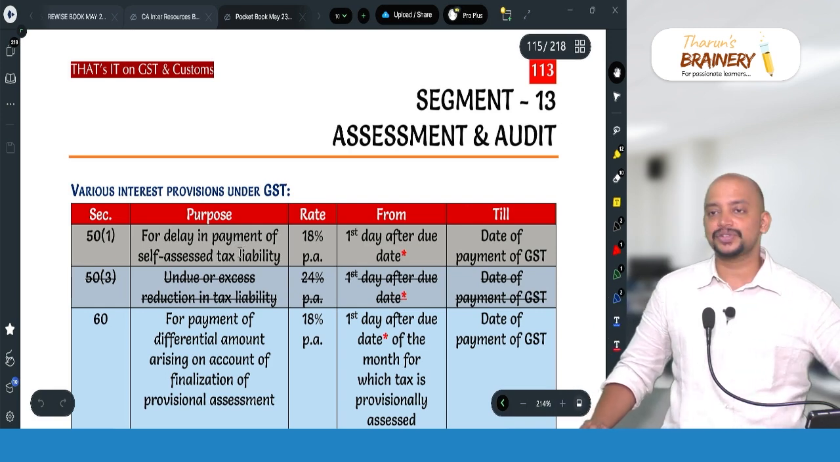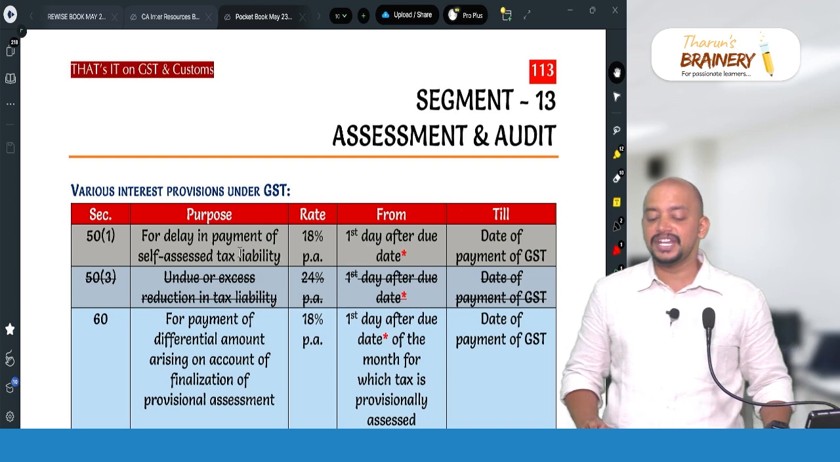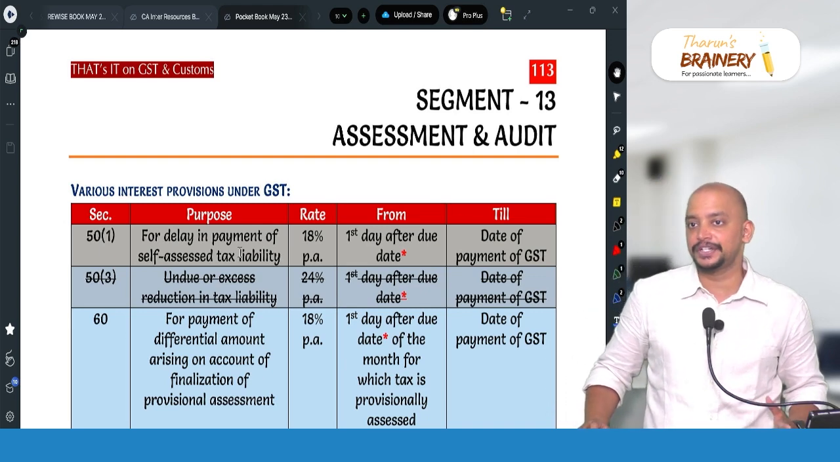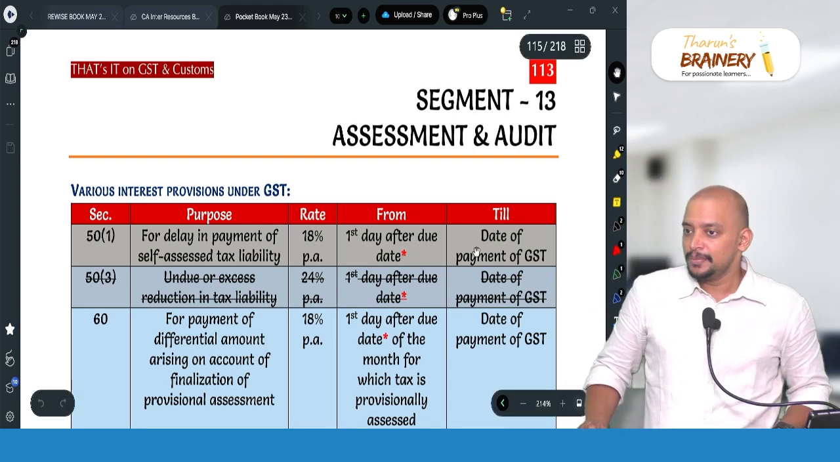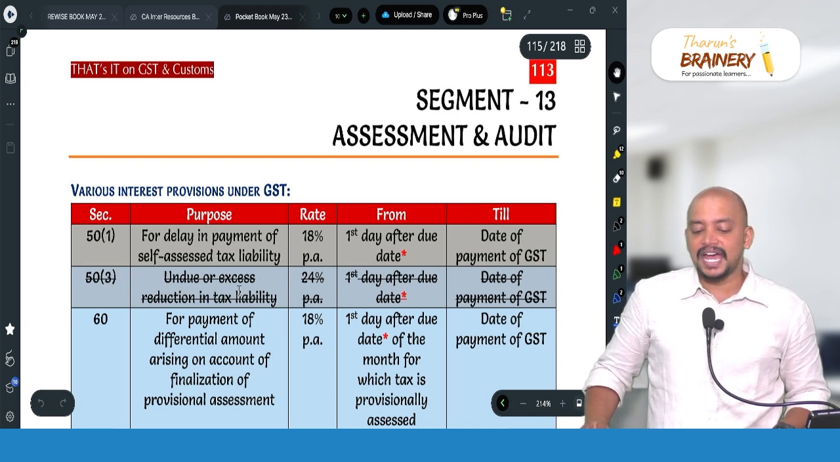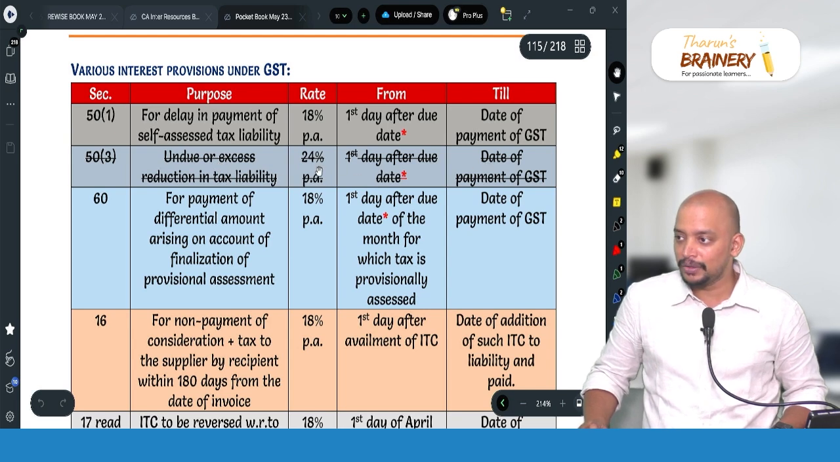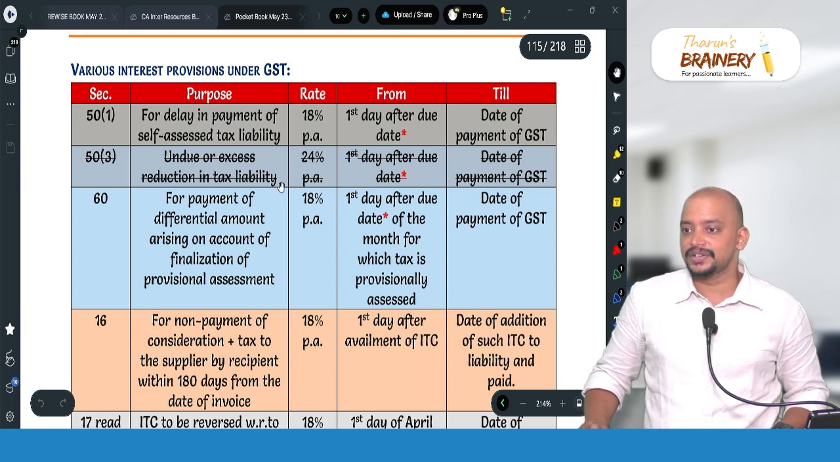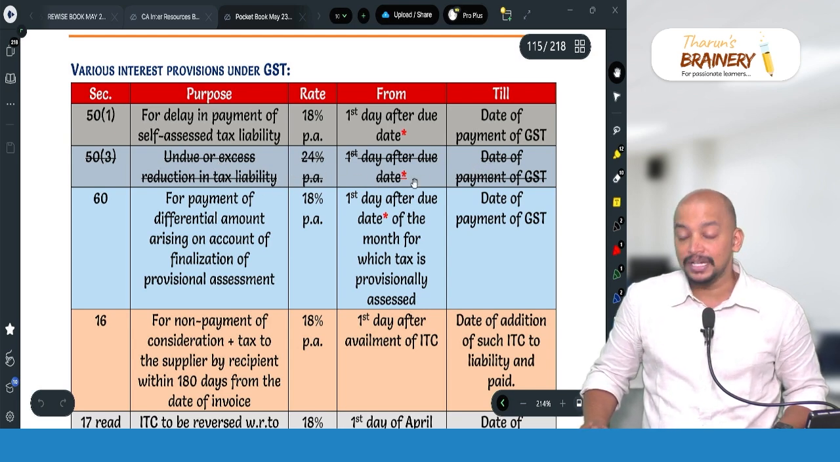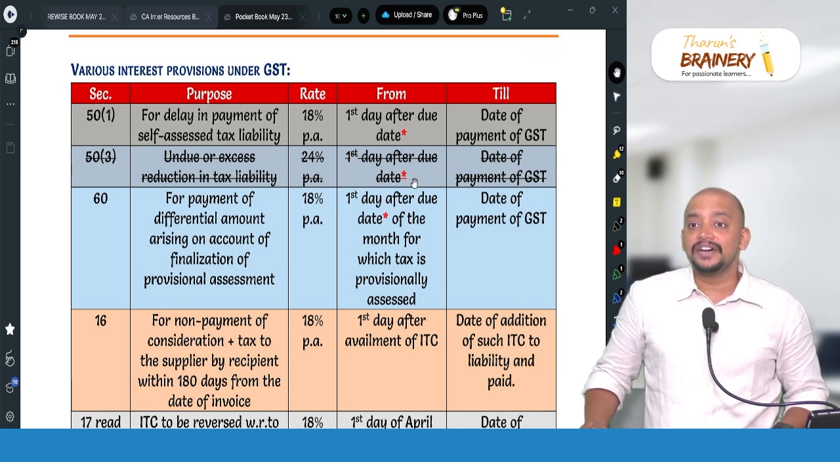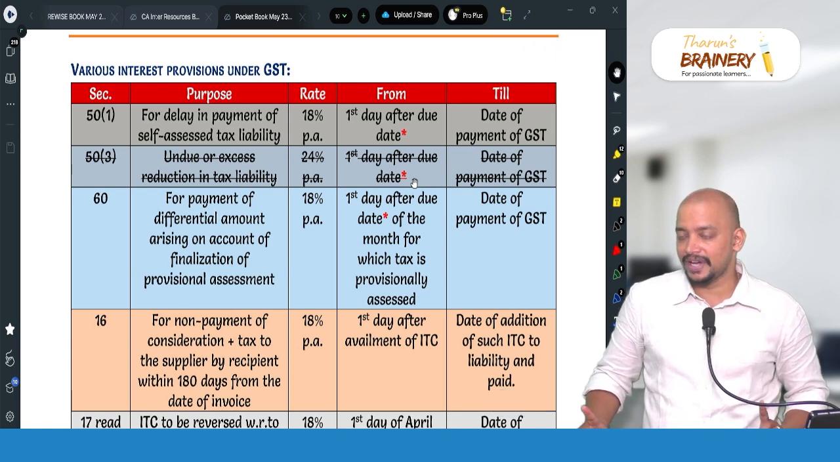So what is the interest rate? 18% per annum, and from when will it be computed? From the first date after the due date till the actual date of payment of tax. Previously we had undue or excess reduction in tax liability, but that is not applicable now. The 24% per annum interest is omitted. Instead we have wrong availment and utilization of ITC.